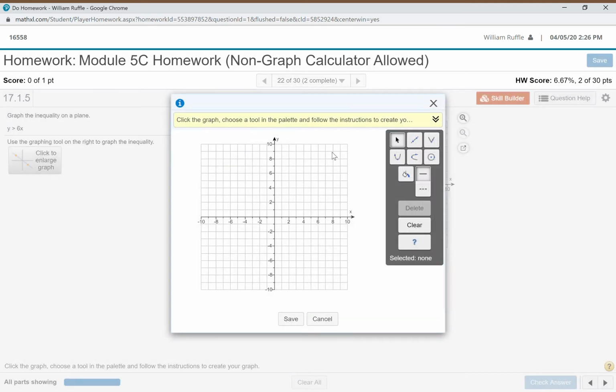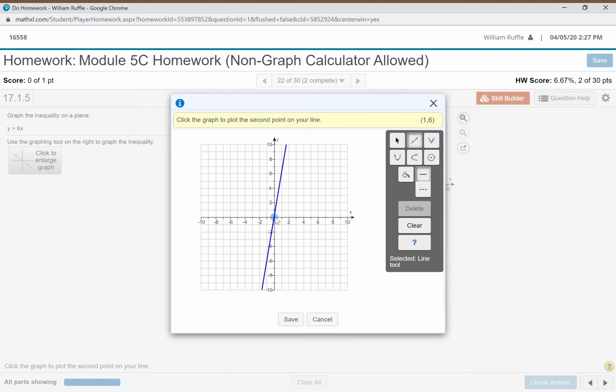So again, I have to know my graphing things here, and this is a good one to start off because this is just y greater than 6x. It doesn't have a y-intercept. Remember, if nothing's there, you just write plus 0, so my y-intercept is 0. So my slope is 6, that means I got to go up 6, 1, 2, 3, 4, 5, 6, and I go over 1 because it's 6 over 1.